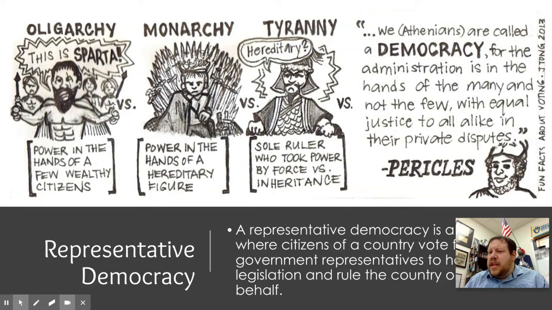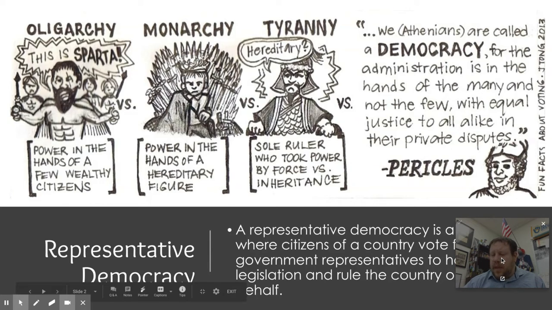And then you have the Athenians who had democracy, right? Where they took the power out of the hands of the few and put it in the hands of the many. And in ancient Athens, all male citizens had a vote. It was a direct democracy for a small group. And it worked well for one city. The only problem is that it doesn't work well for a country.